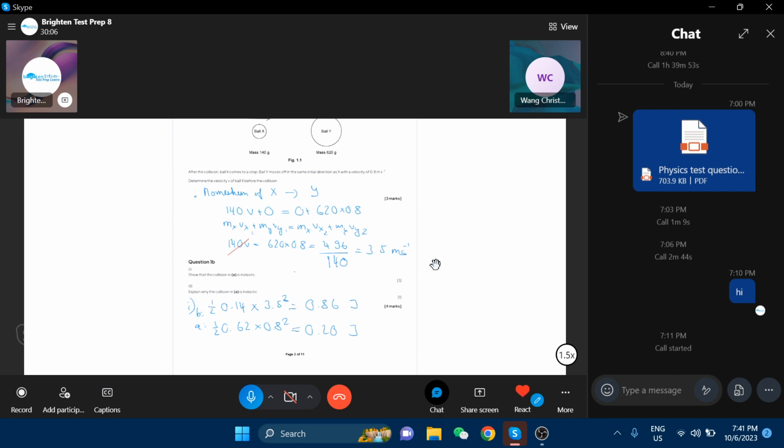What can we say now? It's inelastic, exactly, because before is greater than after. Or we just repeat it again, like what we said before: kinetic energy before is greater than kinetic energy after. We have shown that, because inelastic means this. All right, good.